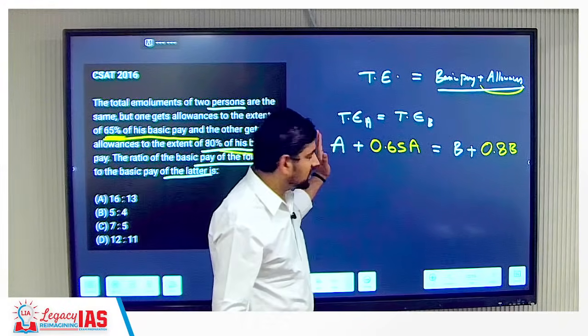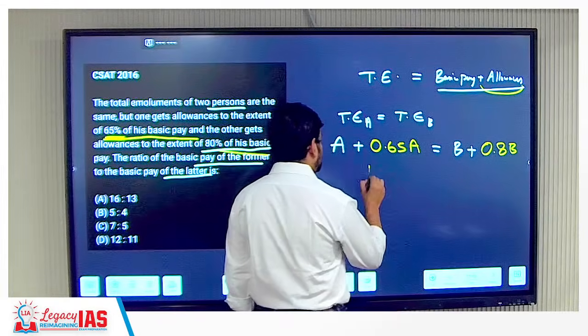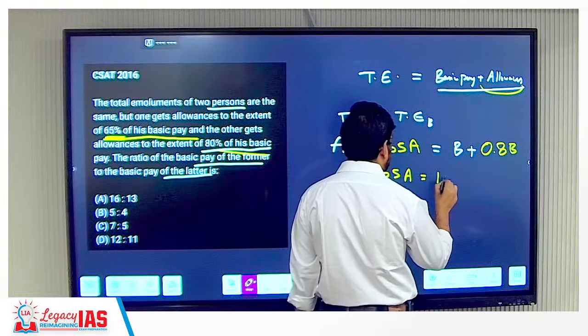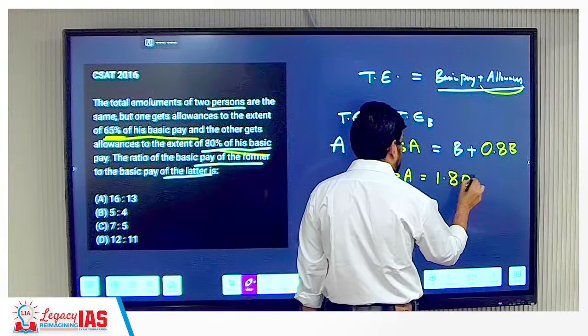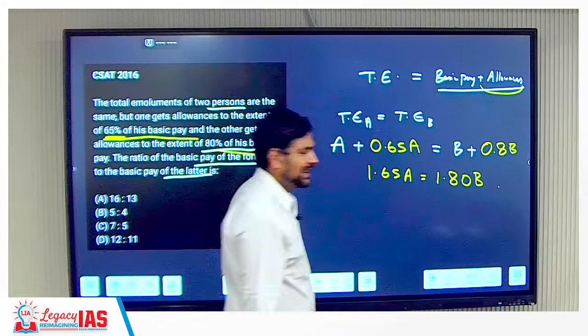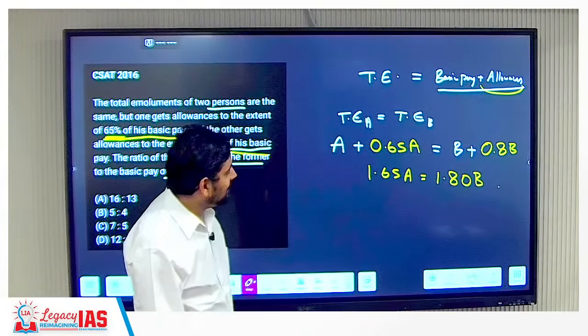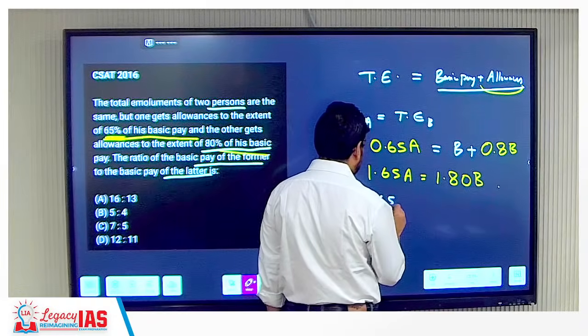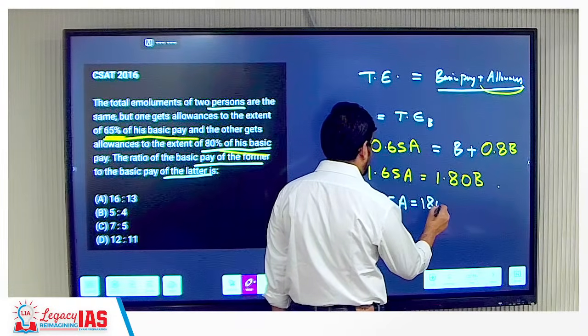So this is 1 plus 0.65, which becomes 1.65A, equals B plus 0.8B, which is 1.80B. What can I do? I can very easily multiply both sides by 100, so the calculations are easy. This becomes 165A equals 180B.